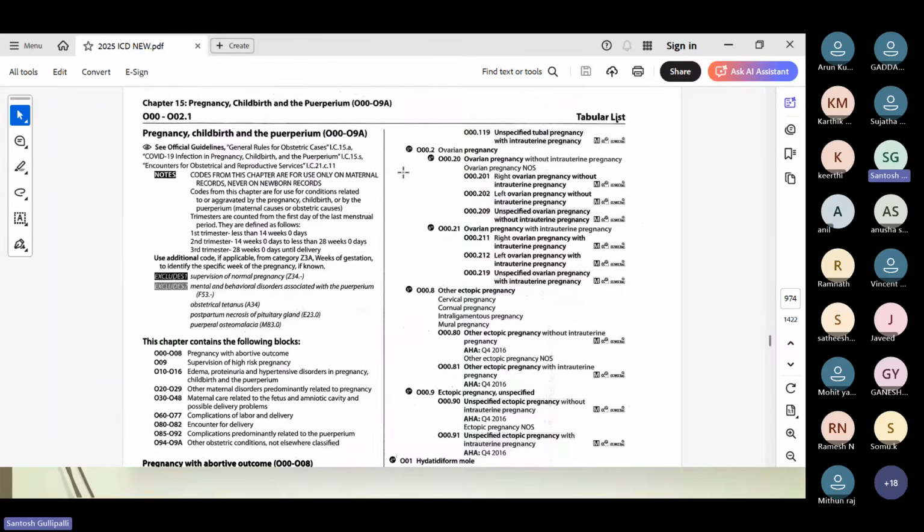So that is inpatient admission. At the time of delivery, if the patient had any problems or complications related to pregnancy, at that time you can assign an O series code. These O series codes are only used on the maternal record, the mother's chart only. Do not assign these O series codes for the baby.